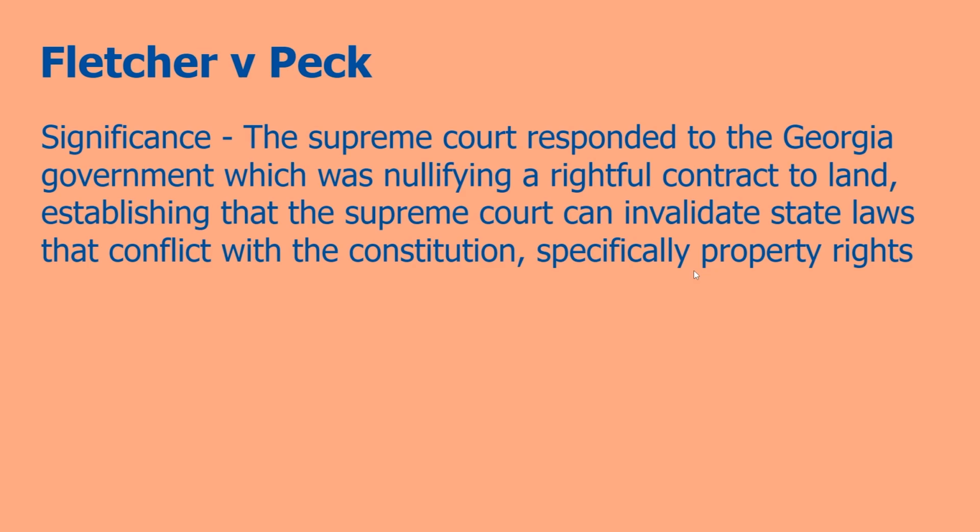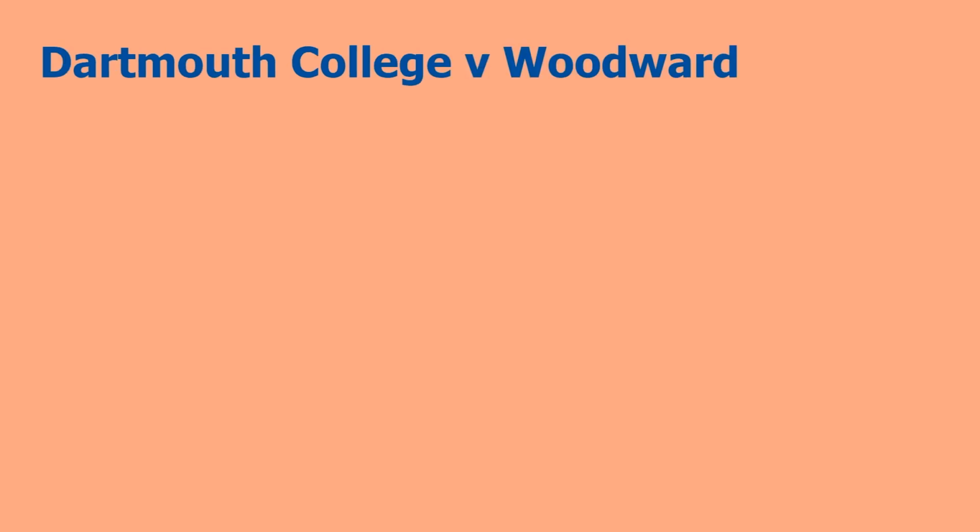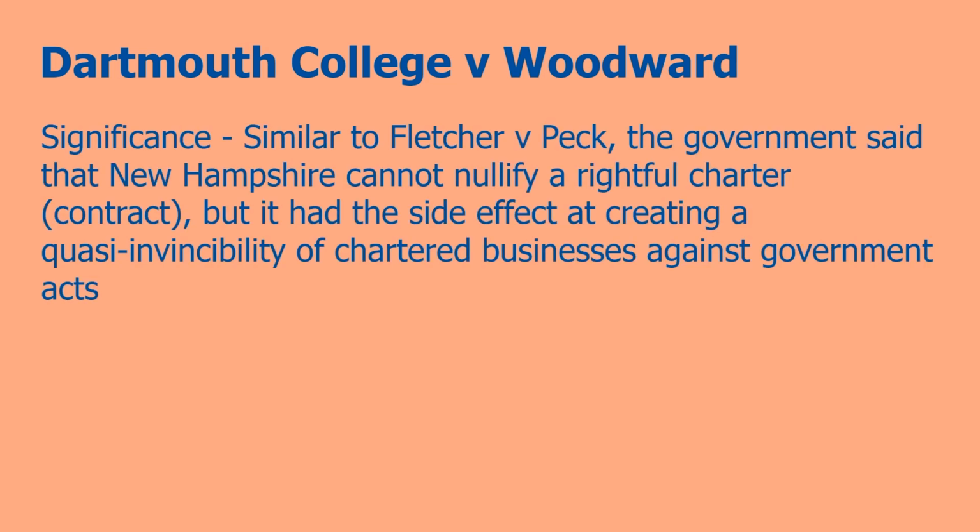Fletcher versus Peck. The Supreme Court responded to the Georgia government, which was nullifying a rightful contract to land, establishing that the Supreme Court can invalidate state laws that conflict with the Constitution, specifically property rights. So the Supreme Court and the central government, and what their laws are, always trump what state laws do. Dartmouth College versus Woodward. Similar to Fletcher versus Peck, the court said that New Hampshire cannot nullify a rightful charter, which is just a contract, but it had the side effect of creating a quasi-invincibility of chartered businesses against government acts, which is not really the important part. The important part is the Supreme Court trumping state laws.